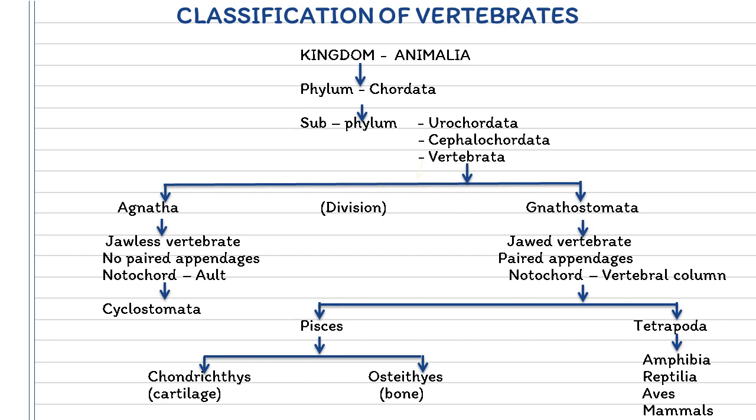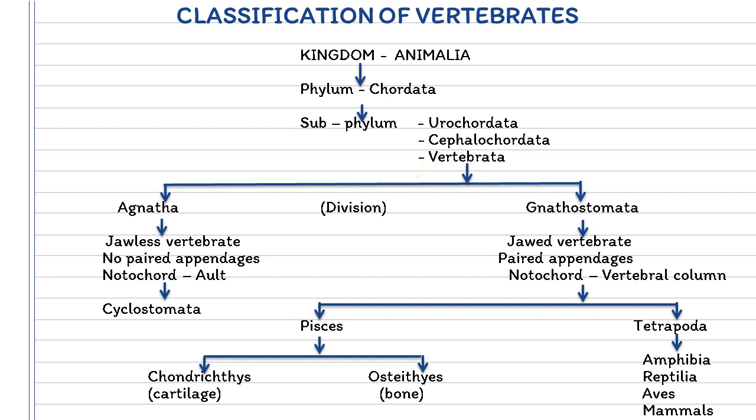Okay, so first we can see the Kingdom Animalia consists of 11 phyla. Is it clear? Among these, the last phylum is Chordata, right? And Chordata consists of 3 subphyla, that is Urochordata, Cephalochordata as well as Vertebrata. Clear? And this Vertebrata is again classified into 2 divisions. The divisions are Agnatha as well as Gnathostomata. So what is the difference between these two?